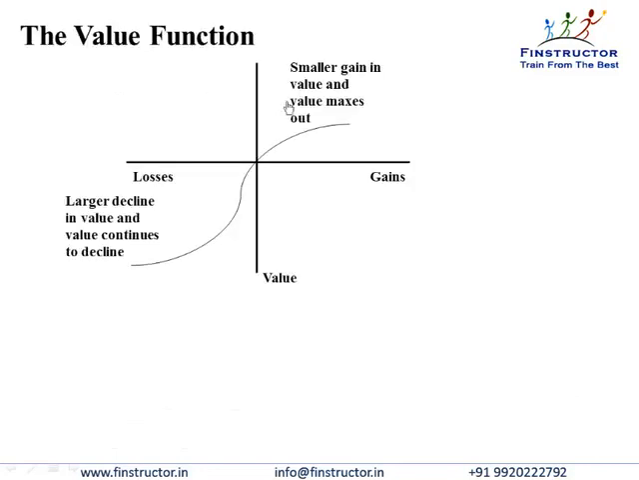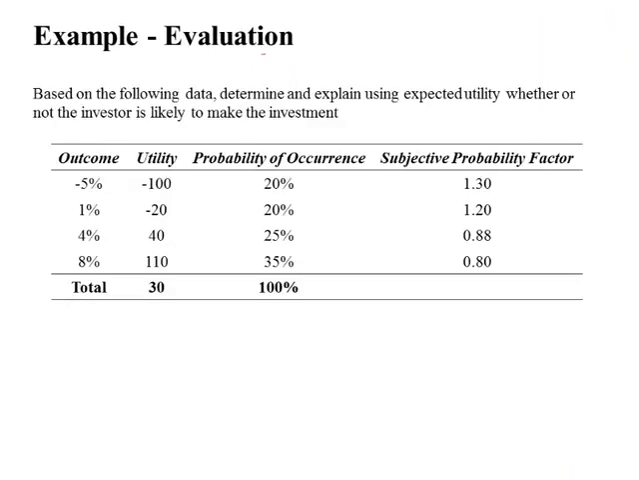So the value function, or the utility function that assigns a utility to an outcome, looks something like this. A similar amount of loss will take away a lot more value. A similar amount of gain will give us relatively lesser value. Now the curriculum explicitly mentions that there is no quantitative analysis needed. However, for the purpose of better understanding, we will do a small example to understand how the evaluation phase actually happens. So there's a 20% chance of a minus 5% return.